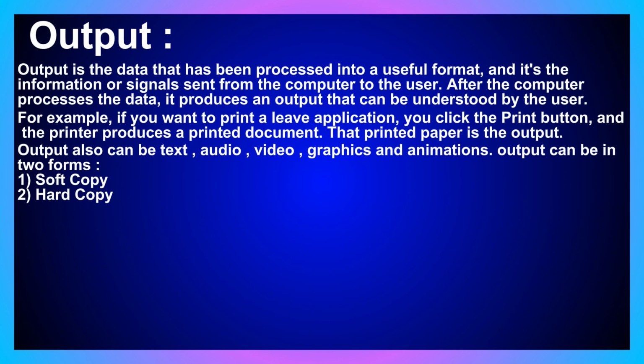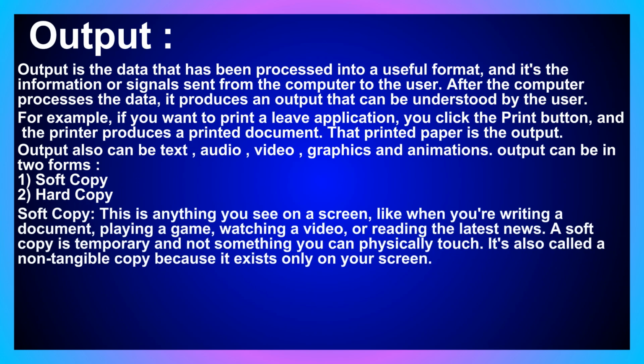Output can be in two forms: soft copy and hard copy. Soft copy. This is anything you see on a screen, like when you're writing a document, playing a game, watching a video, or reading the latest news. A soft copy is temporary and not something you can physically touch. It's also called a non-tangible copy because it exists only on your screen.